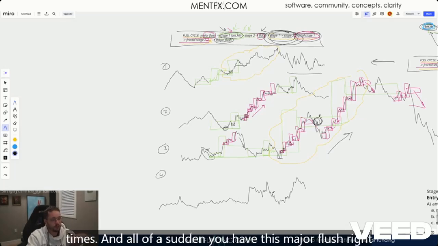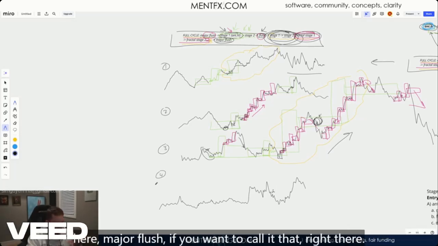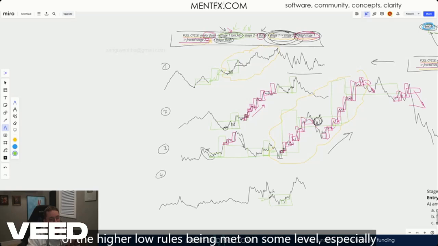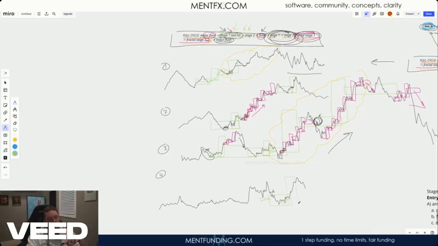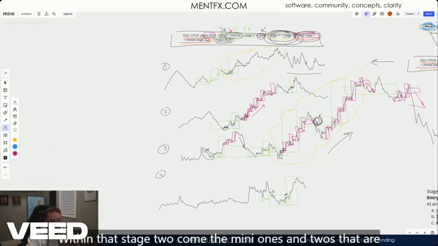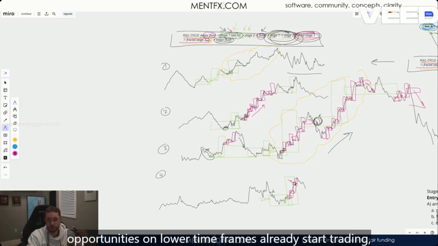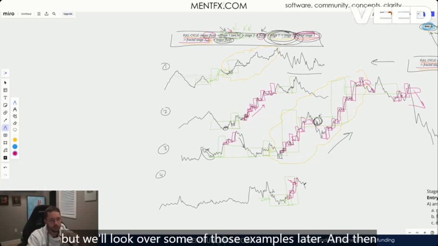And all of a sudden you have this major flush right here, major flush, if you want to call it that. And you then lead into MBs forming, right? And those MBs create longer term stage 1, because now the anticipation of the higher low rule is being met on some level. Structurally, we're delivering. Stage 2 starts out of that. Within that stage 2 come the mini 1s and 2s that are already occurring. And these are, again, potentially for some of you, opportunities on lower time frames to already start trading, but we'll look over some of those examples later.